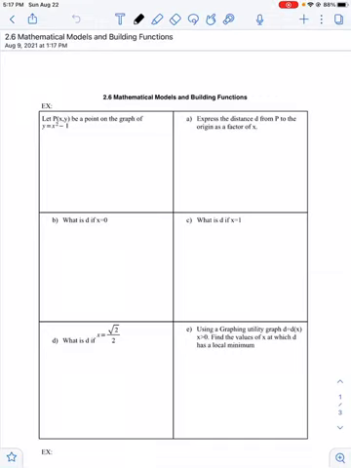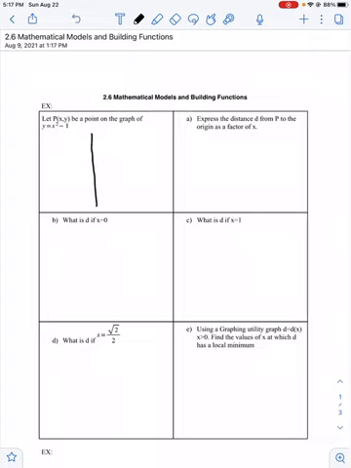All right, last section, here we go. So for this first one, we are going to let P(x, y) be a point on the graph of y equals x squared minus 1. And our first task is to express the distance d from point P to the origin. So the distance from P to the origin.